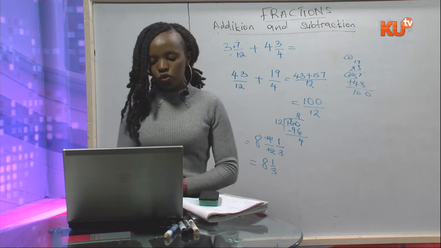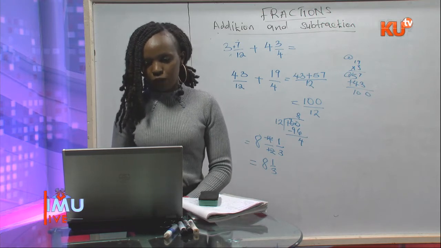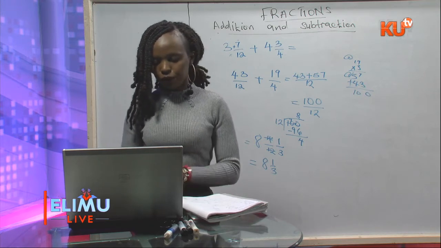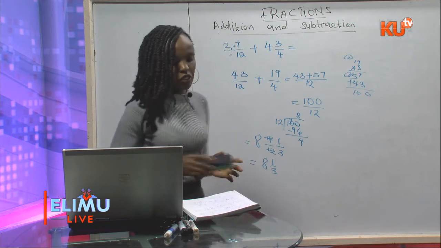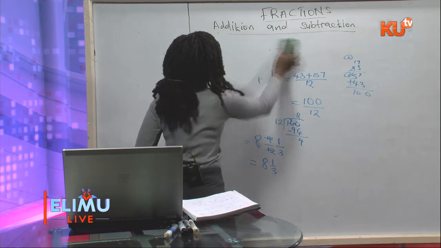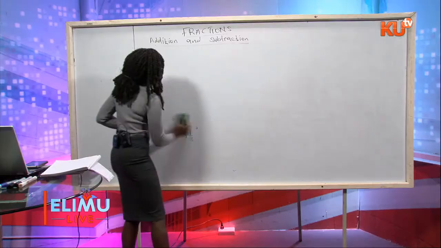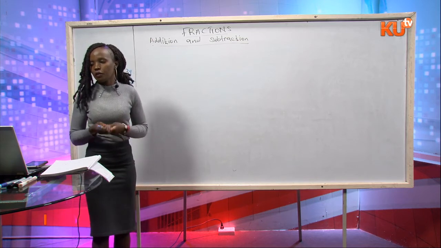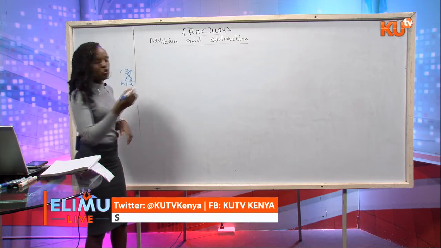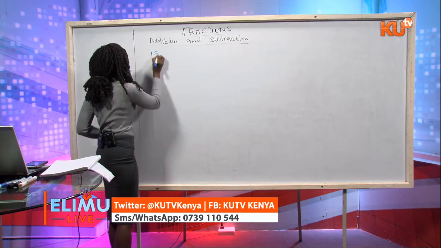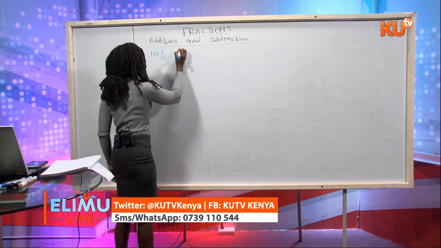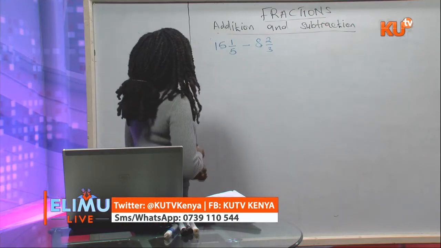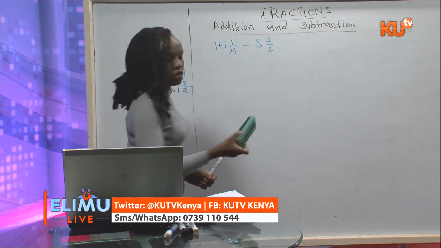So I want us now to do 1 or 2 examples on subtraction of fractions. Example 1: 15 and a fifth minus 8 2/3. So we start by changing to improper fractions.